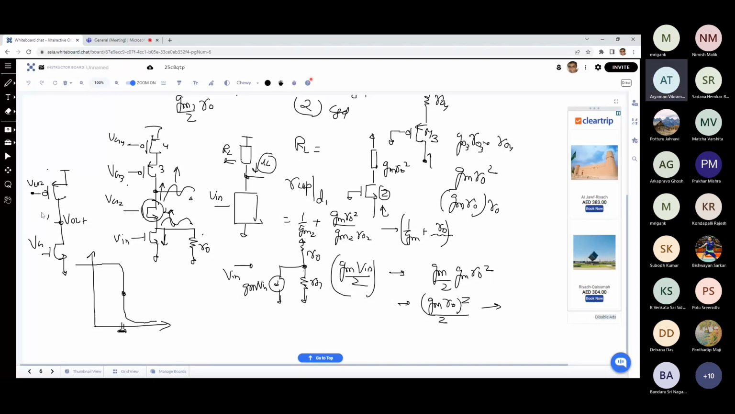So for the current biasing, we can just do something like a current mirror, right? We can just put a reference current and get the current mirrored. That is not a problem. Output voltage is a problem. Current biasing, you can do whatever you want, but the output voltage will not be stable. You can't ensure that it will be exactly midway.